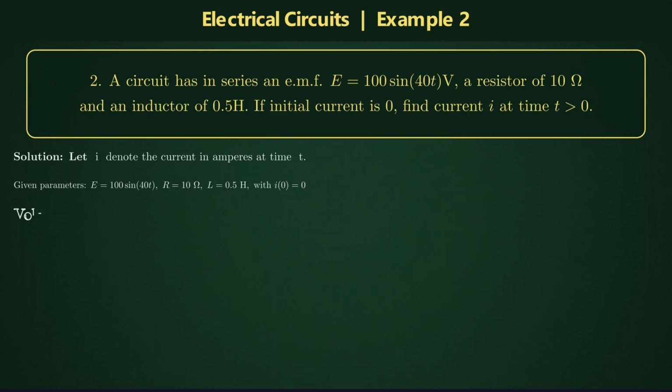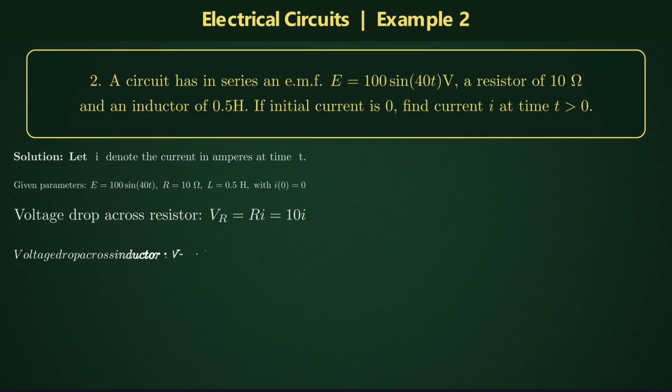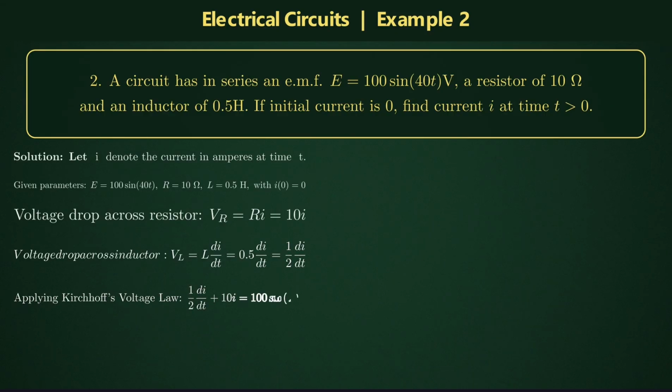The voltage drop across the resistor is R times I, which evaluates to 10I. The voltage drop across the inductor is L times di by dt, which is 0.5 di by dt, or 1/2 di by dt. Now we apply Kirchhoff's voltage law to formulate the loop differential equation. Summing the voltage drops gives 1/2 di by dt plus 10I equals 100 sin 40t.